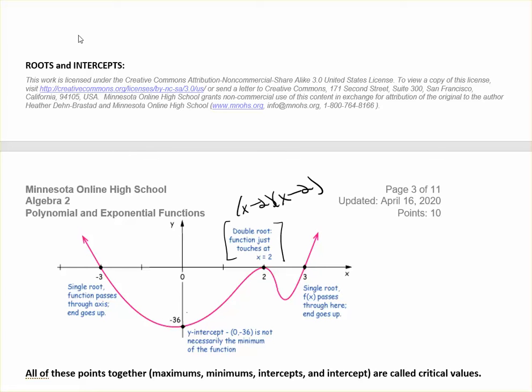The y-intercept is probably easiest to find just by graphing and looking at where it's crossing the y-axis. It's not always the minimum. In this one, it's not the minimum. It looks like the minimum would be a little bit over here. So the y-intercept might not mean as much as it does in some of these problems.